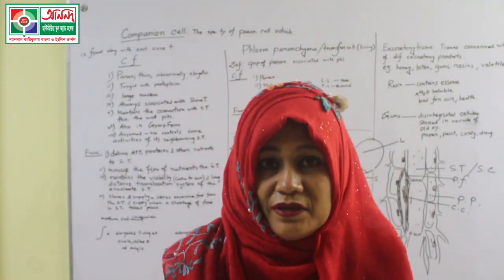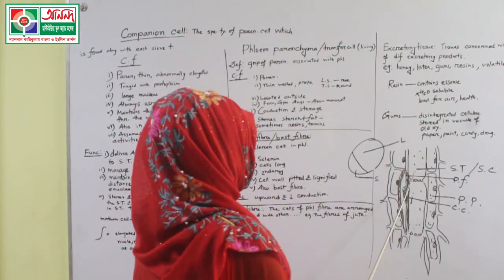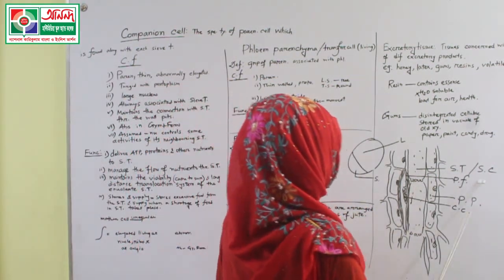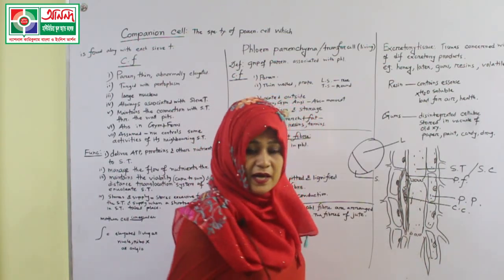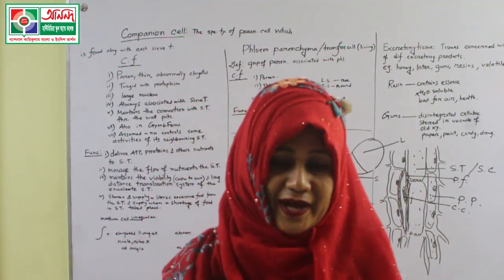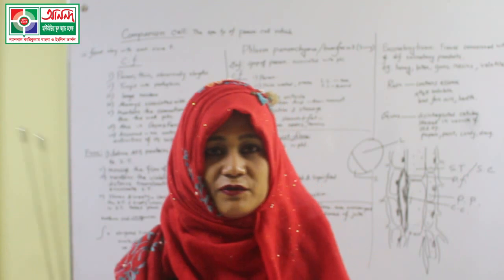There may be some question, suppose in the figure it is marked as X and it is marked as Y, and in the D you have been asked to write about the origin of the X and Y.